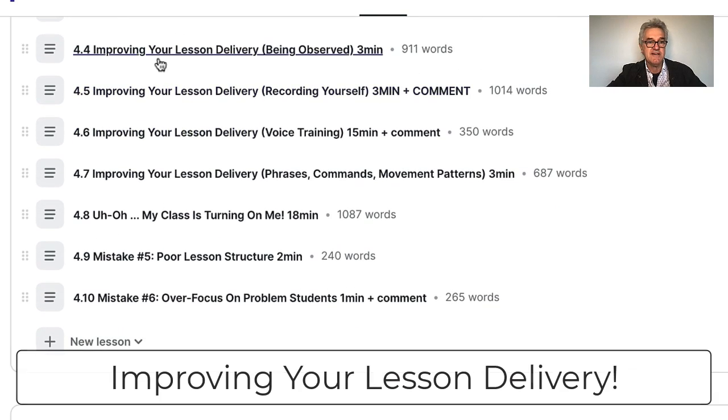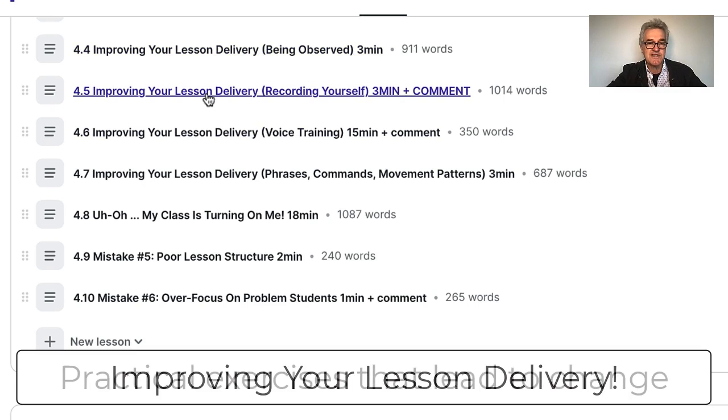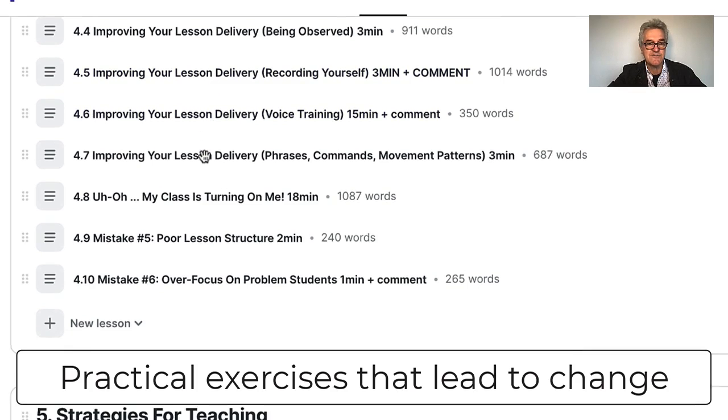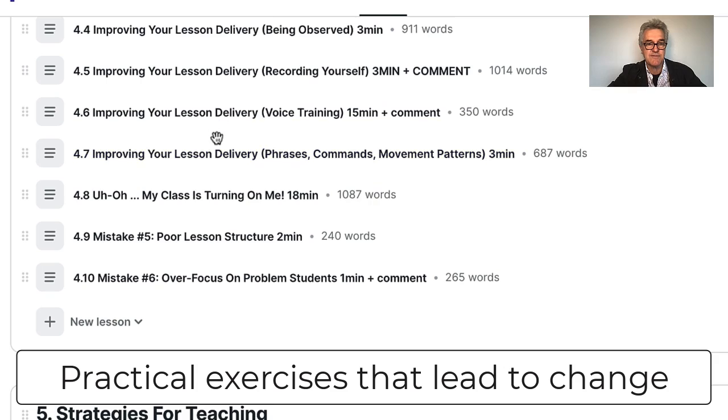Now, this section here, 4.4 to 4.7, improving your lesson delivery. This is so powerful. There's a thing on being observed. In these 3, I'll give you specific strategies that you can work on yourself to radically improve the amount of power you have in your classroom by changing the way you deliver what you say. This is so powerful. You'll probably not see this in any teacher training anywhere, but this is really important stuff.